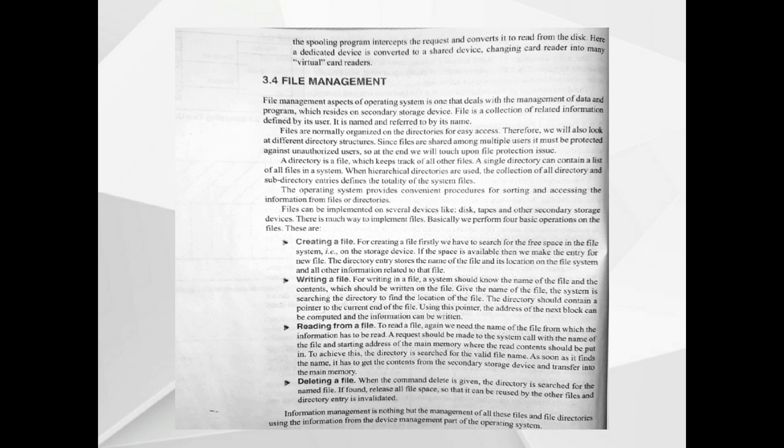If you want to write on a file or read the file, it searches for the location, the address where it is stored, and by what name it is kept. As soon as it finds the name, it has to get the content from the secondary storage device and transfer it onto the main memory. So it extracts from the secondary storage device, and whichever portion you want to read is carried on to the main memory, so that the main memory will extract information one at a time.